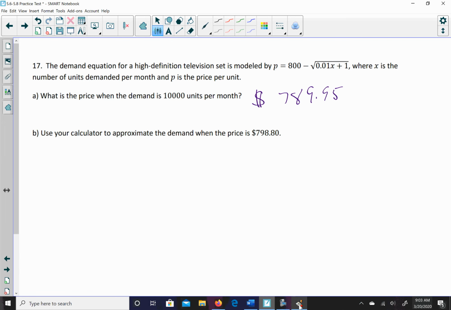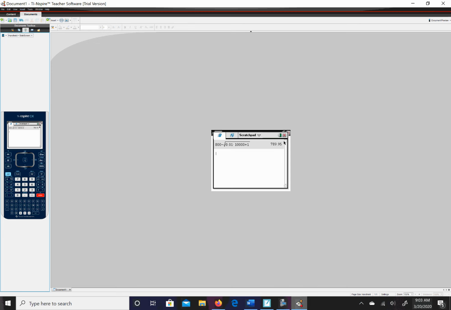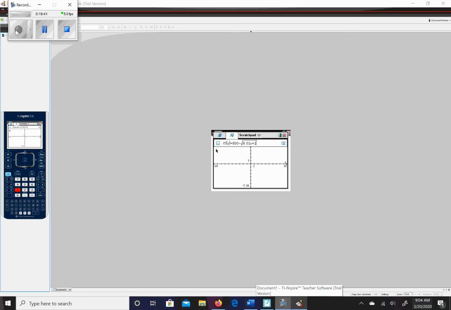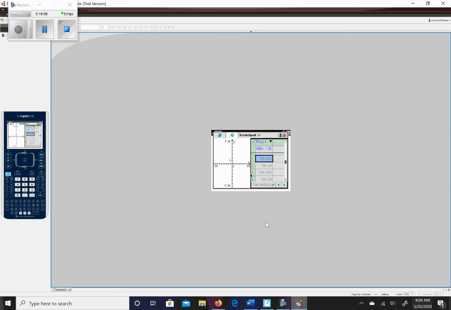So I took out my calculator again. This time I put it into a graphing function. I'm going to have 800 minus the square root. Okay, so I put that function into my calculator. As you can see, I'm going to hit enter. I'm not going to see anything, but that's okay. I'm going to go to my table, so I'm going to hit Control T. I wish I could make this bigger, but I don't know how.